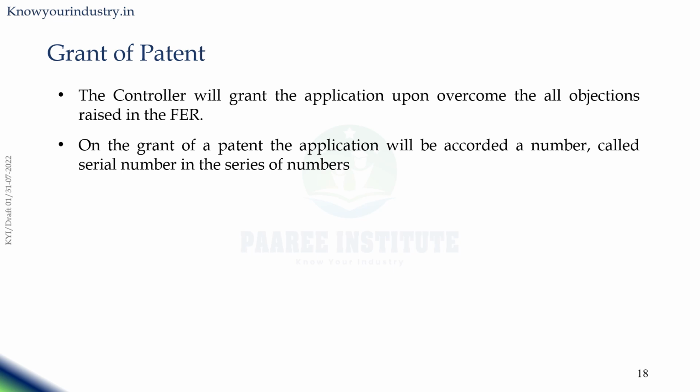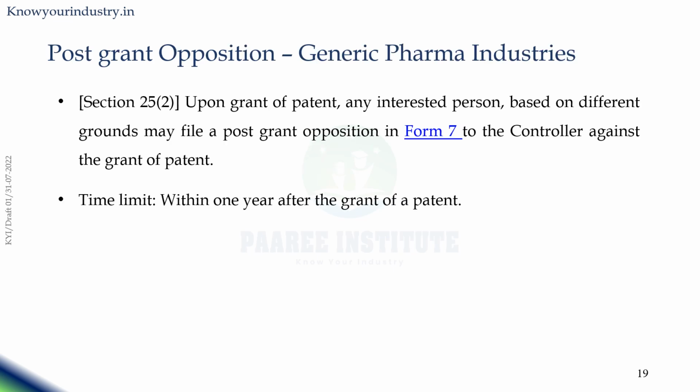On the grant of the patent, the application will be accorded a number, called a serial number, in the series of 6-digit numbers assigned to an issued patent. Post-grant opposition: upon grant of patent, any interested person, on different grounds, may file a post-grant opposition in Form 7 to the controller against the grant of patent. The time limit is that any person can file a post-grant opposition within 1 year after the grant of a patent.